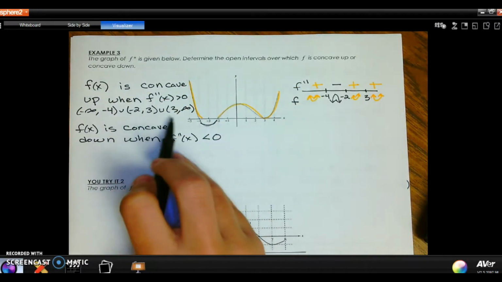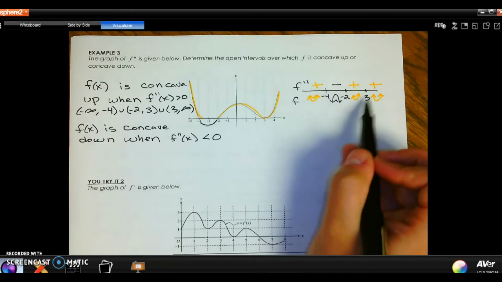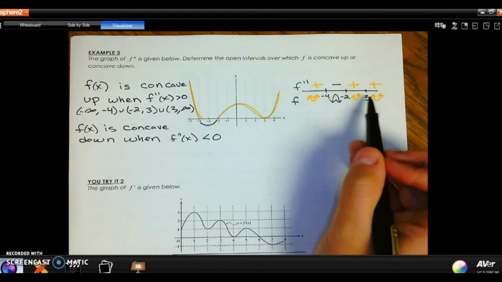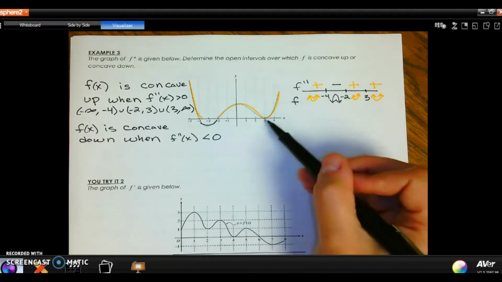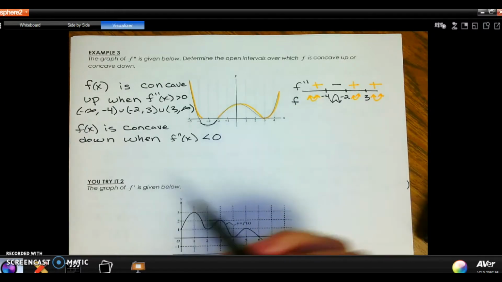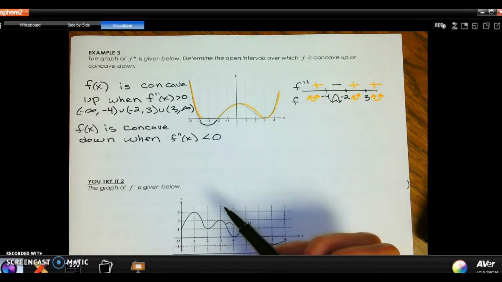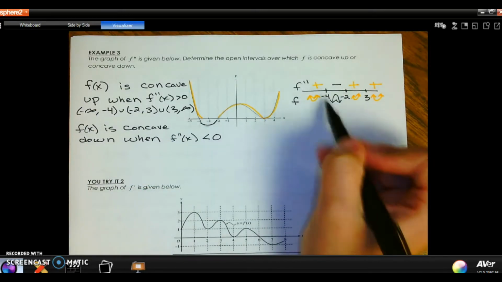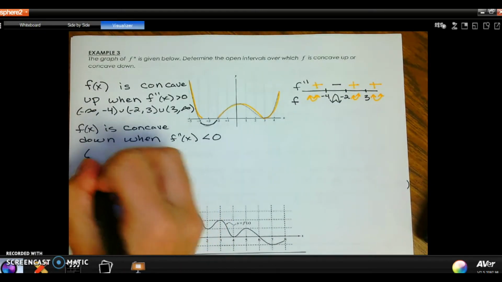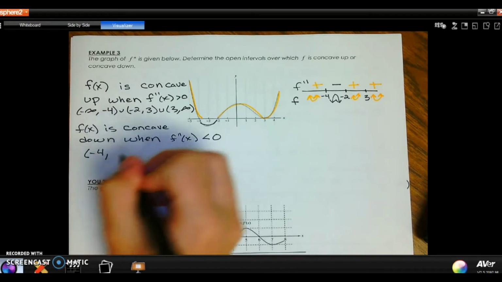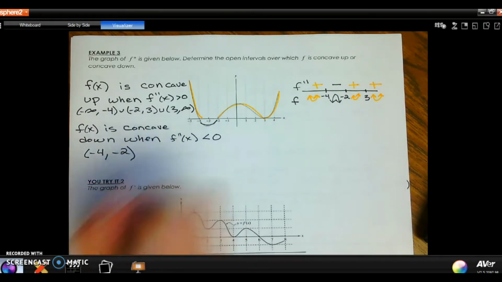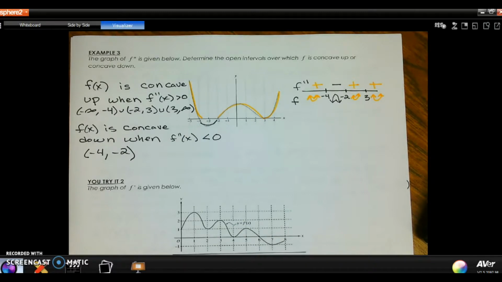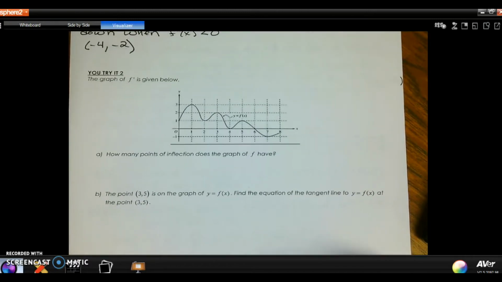And I have that union there because there is something going on at 3. My second derivative does hit 0 there, but it just bounces and then it's still concave up there. And it's concave down when the second derivative is negative, so that's going to be just this part, from -4 to -2. So that's my only interval of concave down. All right, so then we've got this problem here.